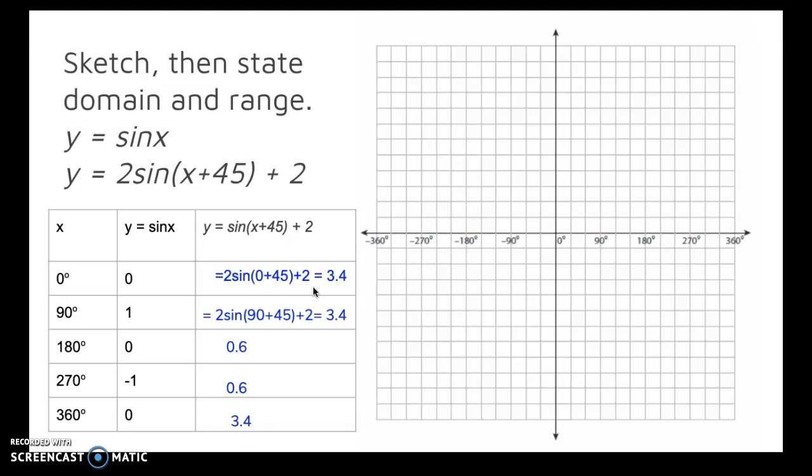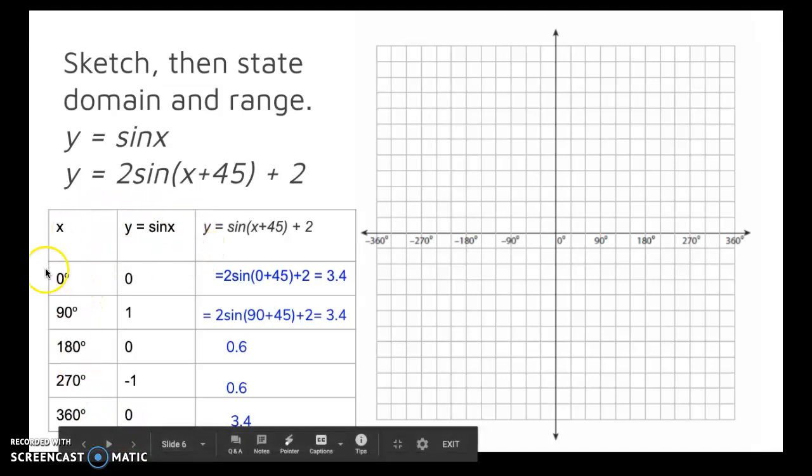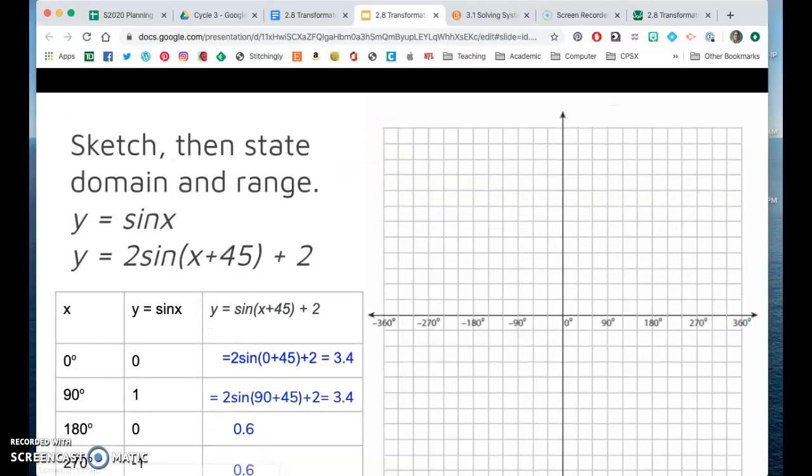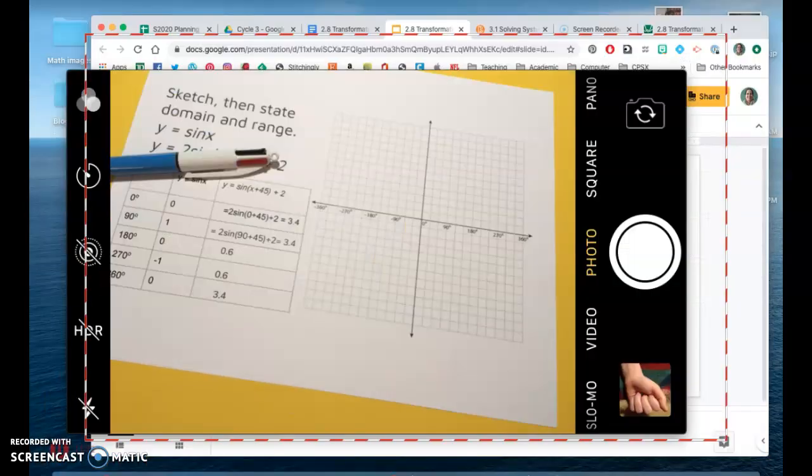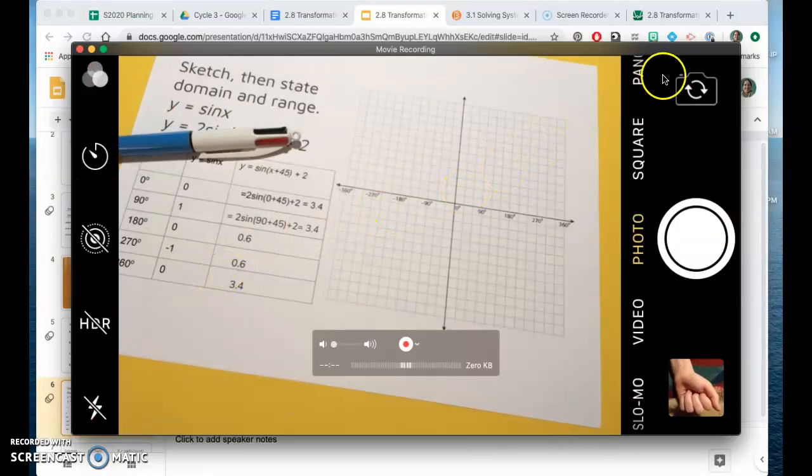Okay, so now we have our original graph we can draw, and our second graph, we're going to have the same x values and these y values. So what I'm going to do is exit out of here and pop over to my iPhone.